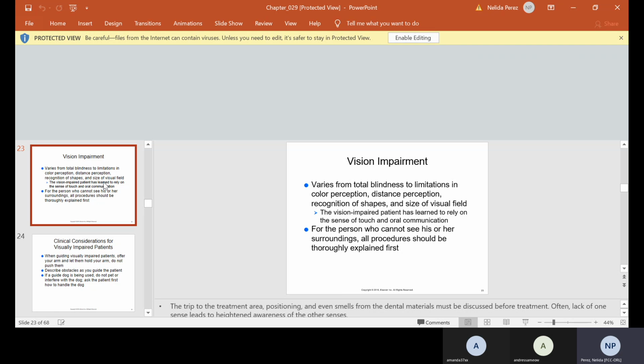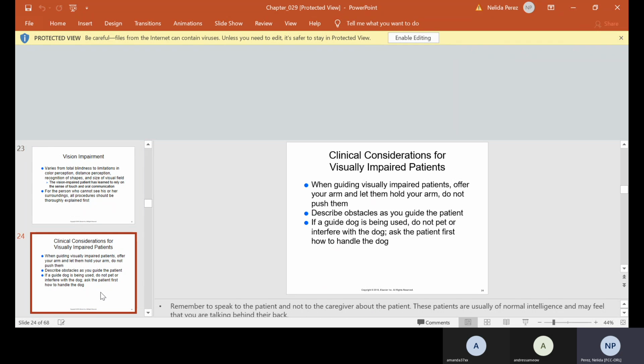Vision impairment varies from total blindness to limitations in color perception, distant perception, recognition of shapes and size, or visual field. The vision impaired patient has learned to rely on the sense of touch and oral communication. For the person who cannot see his or her surroundings, all procedures should be thoroughly explained first. And of course, for the visually impaired, you would have to help them with a lot of things.